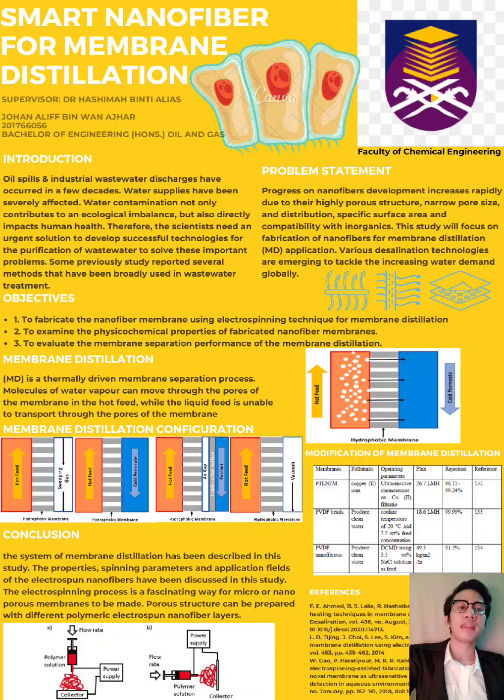The membrane material must have low surface energy and be non-polar. Since water with high surface tension is polar in nature, the low surface energy of the membrane thus prevents the membrane from wetting. And now we move to membrane distillation configuration.